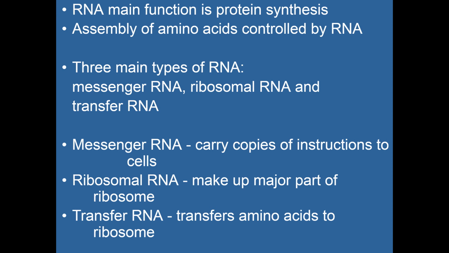So RNA does have functions, and its main function is protein creation. And assembly of amino acids is also controlled by the RNA. There are 3 different types of RNA. There's mRNA, rRNA, and tRNA, or messenger, ribosomal, and transfer, respectively. Messenger RNA is basically the messenger from point A to point B. It's actually carrying copies of the instructions to the cells. So it's delivering a message.